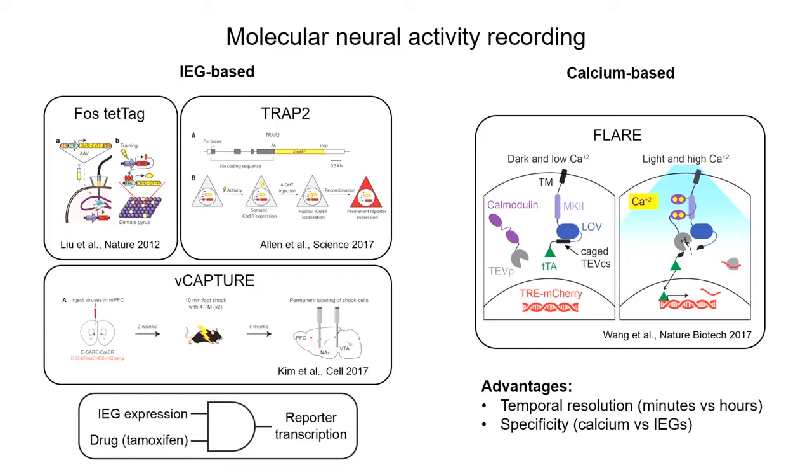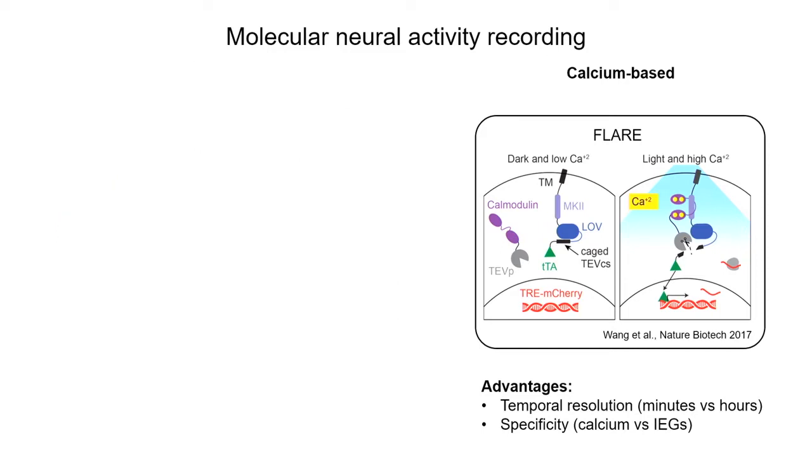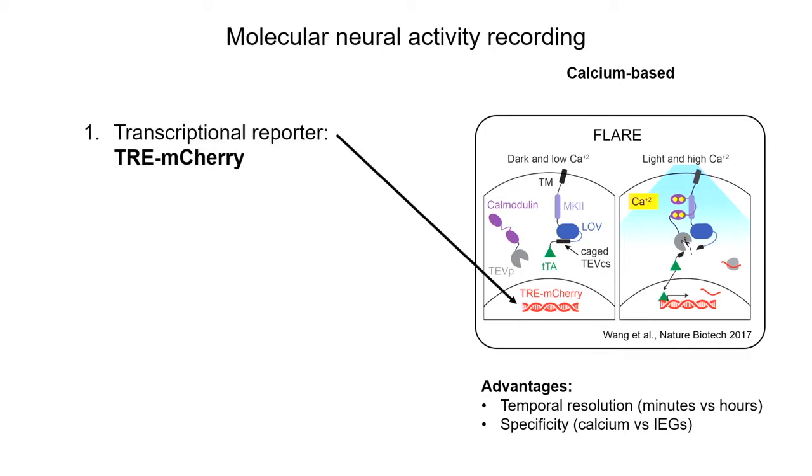All right, so what are the basic components of this FLARE tool? So we have three components. The first is the reporter gene that we express inside of the cells. So for the purposes of the talk, mostly we'll be using just a simple fluorophore. But really, this is a modular system. Whatever protein you want to express as your reporter, you can use.